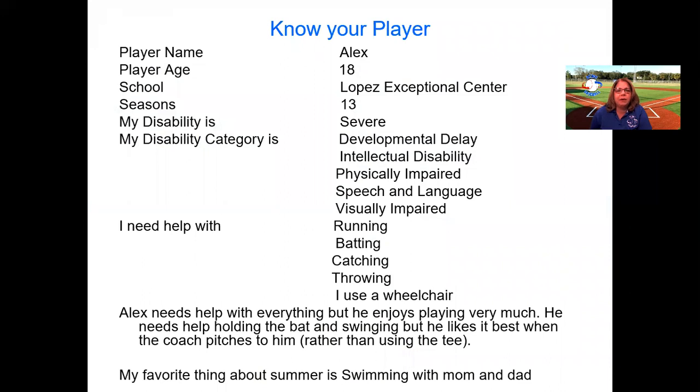And here's an example of a player bio sheet. You can look at it and know the different disabilities they have, what he needs help with, and also some fun facts about them. His favorite thing about summer is swimming. So you might want to talk to him about how you like swimming, where you like to go swimming, and talk about if you have a pool. So those types of things.